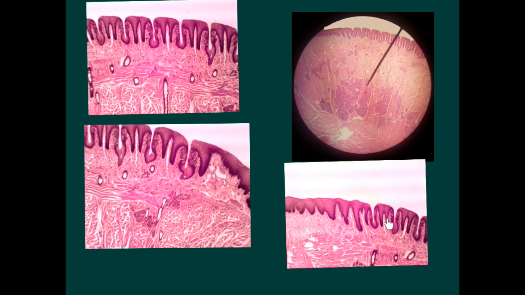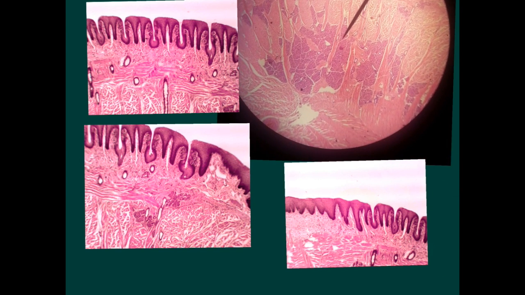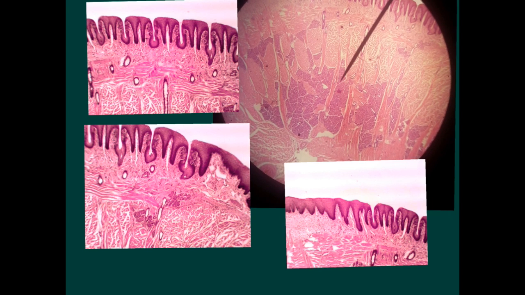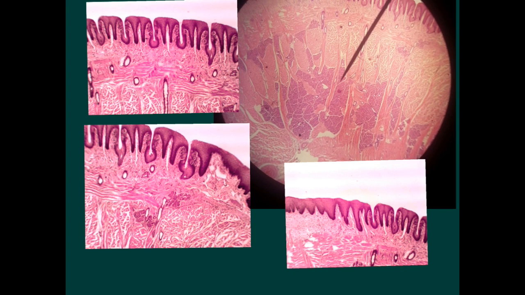Take care that they may be present only in a certain part, not all parts of the dorsum of the tongue. And here you can see that you have these glands present deep in the muscle. So this is the tongue of rabbit or papilla foliata. These are serous glands present in the substance of the tongue of rabbit.